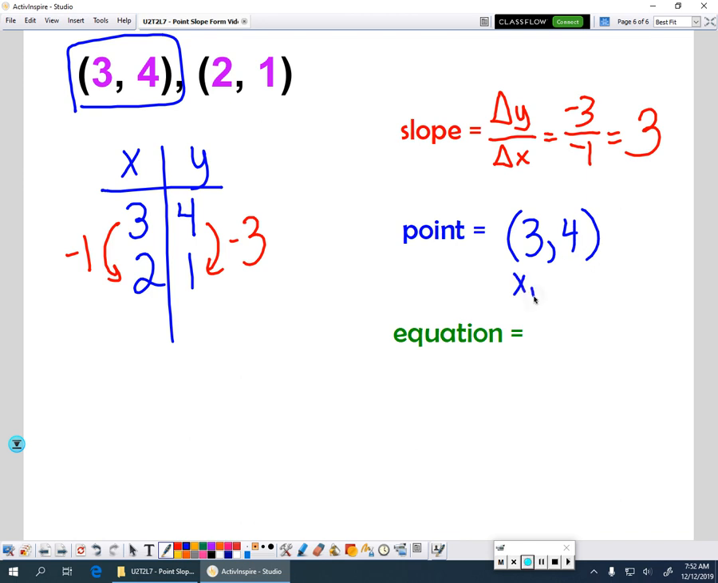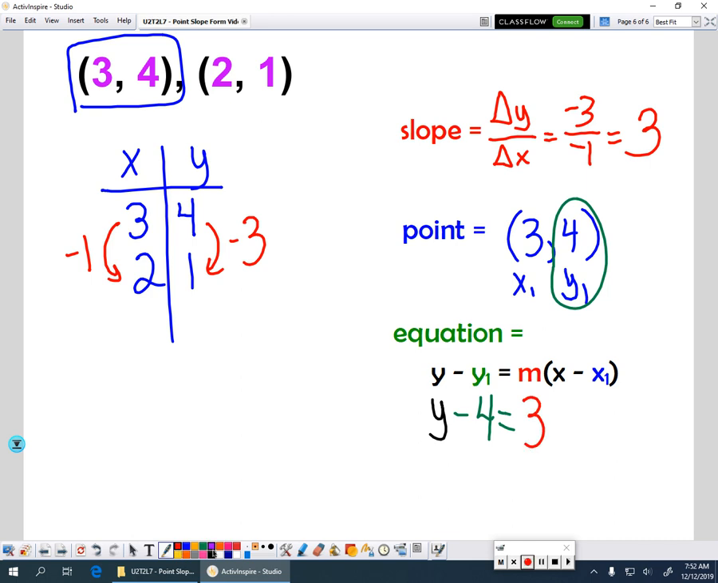Remember, this is your x and your y, and now we're just ready to plug in. A lot of substitution in this, but that's okay. So we've got y minus y1, which is 4. That's going to equal our slope, which is positive 3. And then we keep going here. X minus, and my x value here of 3. All right, so that's what you need to know about point-slope.